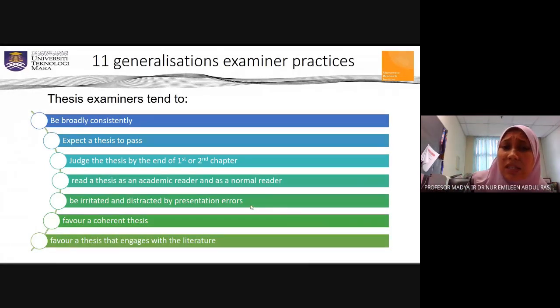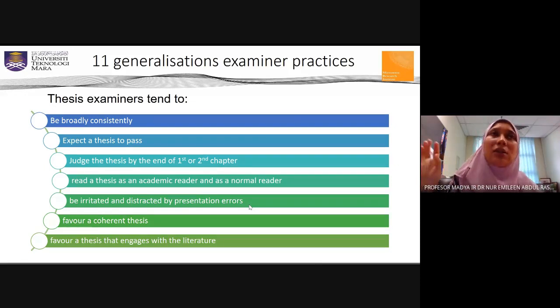So if we look here, the first one is that examiners tend to be broadly consistent. What is meant by broadly consistent is that normally there is consistency in making decisions. If you have the opportunity to read the examiner reports for theses, like Dr. Salahuddin, I think because he is KPPS, he reads many of these reports. Basically most of the reports, if you look at the comments, are consistent, more or less the same. The inconsistency happens only when they decide whether to give the student minor correction, major correction, no correction, or fail.